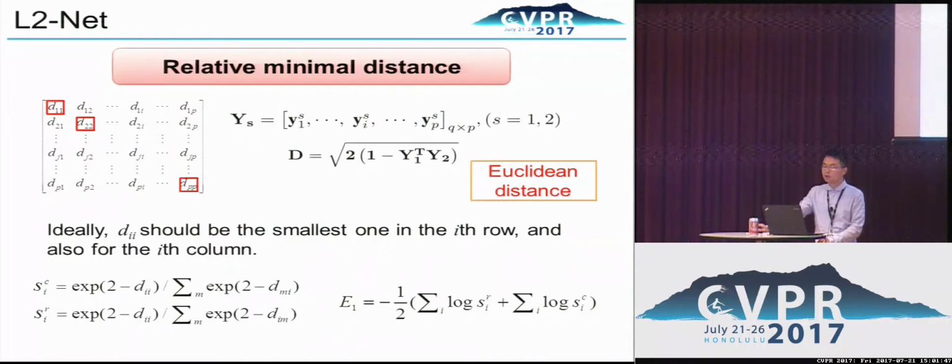As a result, we apply the softmax to the columns and the rows respectively of the distance matrix and obtain 2 similarity matrices. Then we use the entropy-based loss as E1. Note that in the loss we use the Euclidean distance to measure the descriptor distance, so that our L2LAT descriptor can be directly used in the Euclidean space once it has been trained.